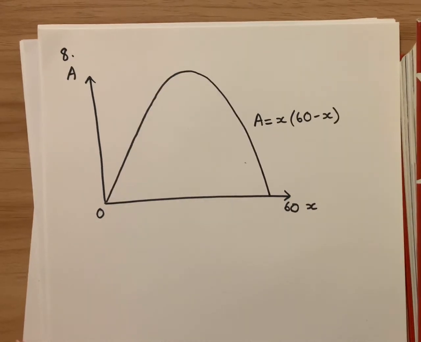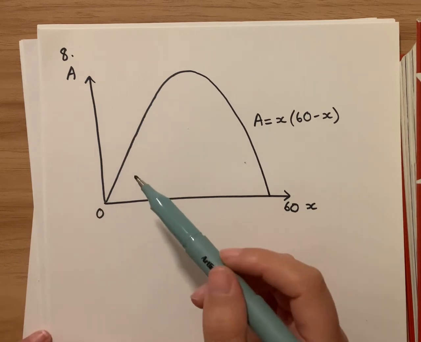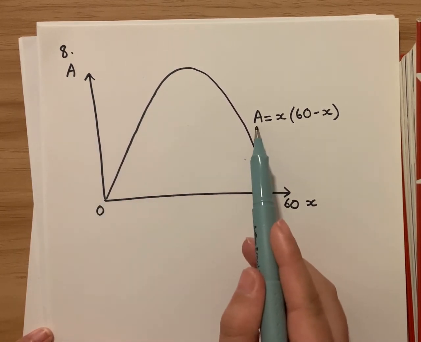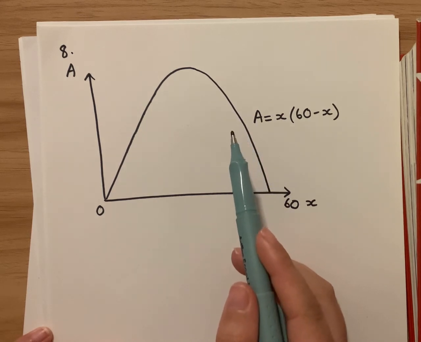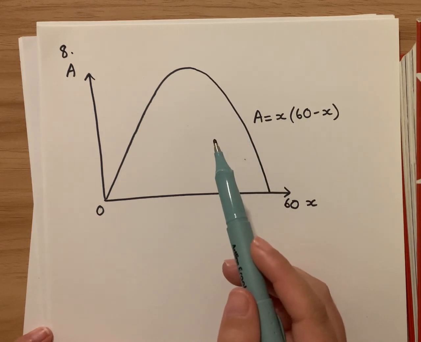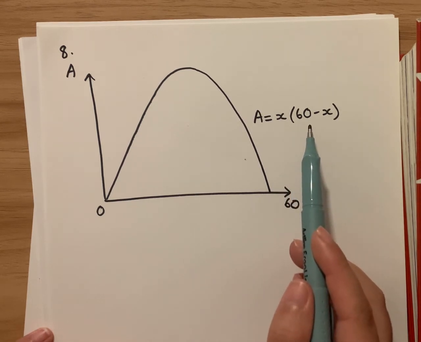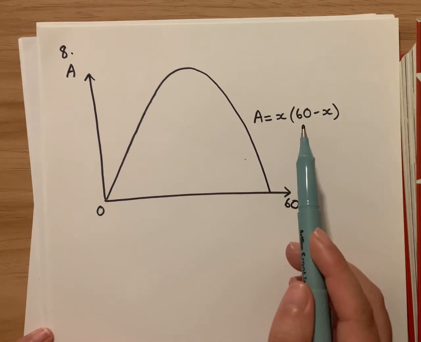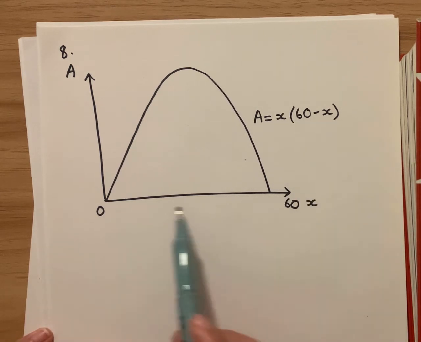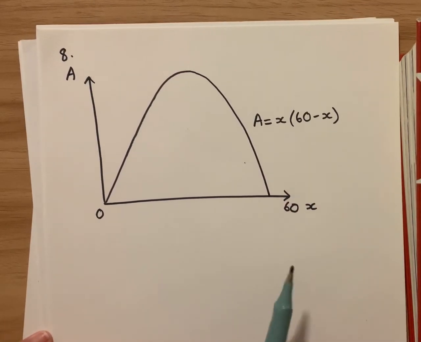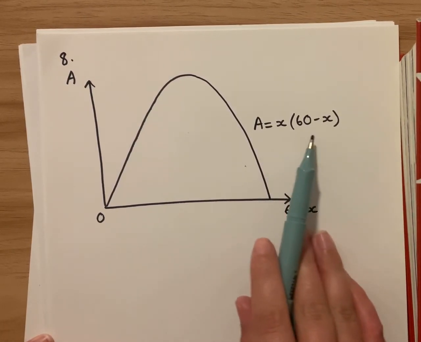Okay, so here we have question 8. Thomas determines the area A, so this is area up here on the y-axis, in square meters of a rectangular farm by using the formula A equals x times 60 minus x, where x represents the length of the farm in meters. So here's the length of the farm in meters. Thomas draws a graph in the shape of a parabola, representing this formula here.